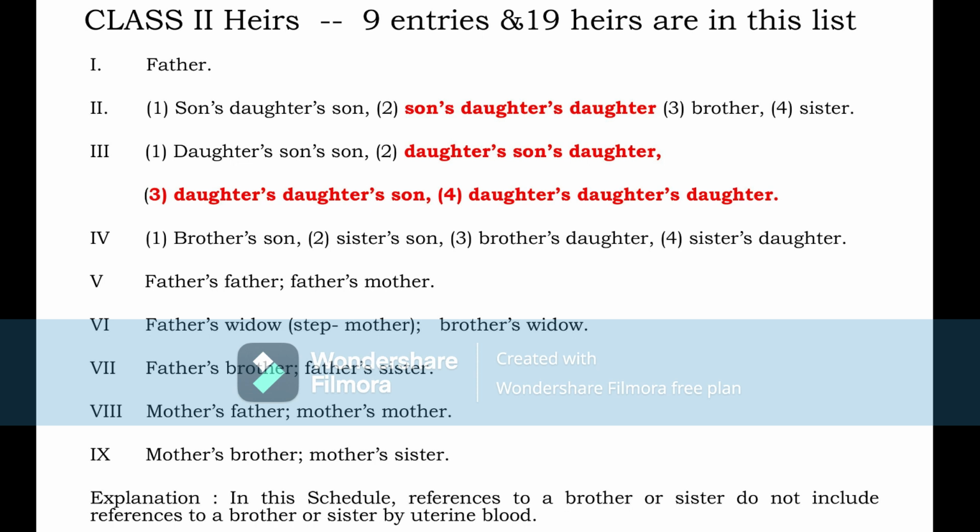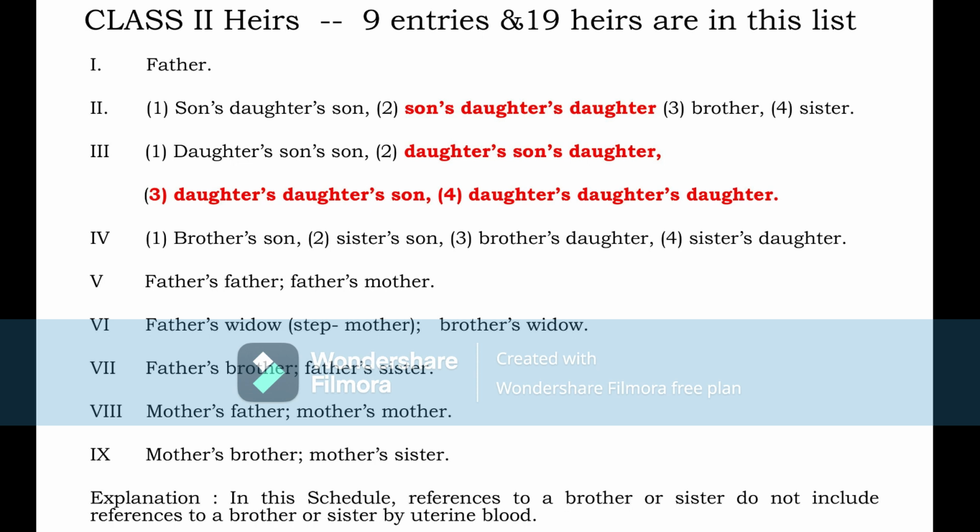Fifth entry, father's father, father's mother. Sixth entry, father's widow, brother's widow. Father's widow means here stepmother, because the natural mother and adopted mother are included in the class 1 heirs. The word mother there does not include the stepmother. Stepmother is not included in the class 1 heirs, so stepmother is included in the class 2 heirs in the 6th entry. 7th entry, father's brother, father's sister. 8th, mother's father, mother's mother. 9th, mother's brother and mother's sister.